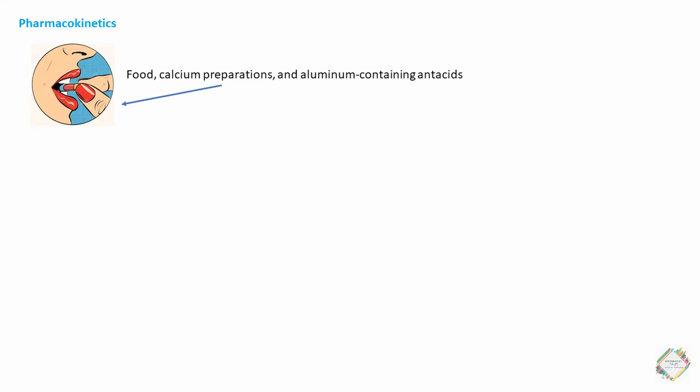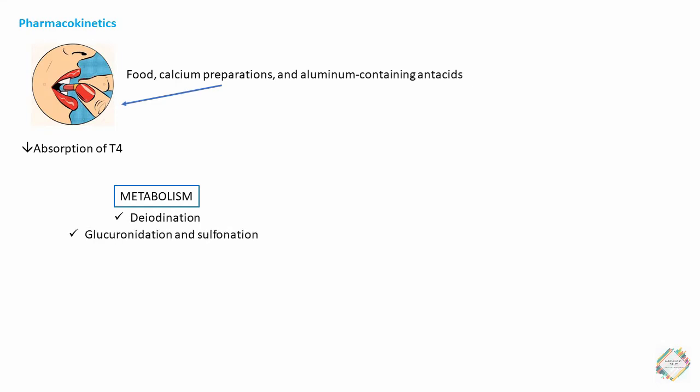Now talking about the pharmacokinetics, both T4 and T3 are absorbed after oral administration, whereas food, calcium preparations and aluminum containing antacids can decrease the absorption of T4. The main route of metabolism of T4 is by deiodination, and T3 also undergoes sequential deiodination. The hormones are also metabolized via conjugation with glucuronides and sulfates and get excreted into the bile.